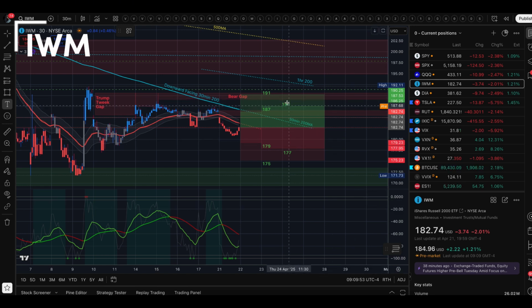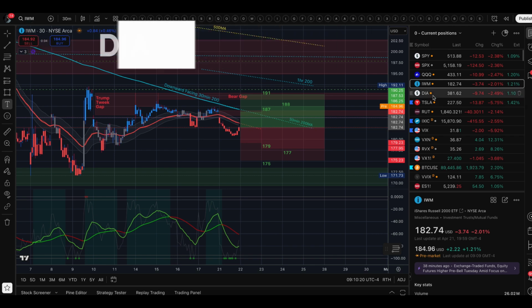So 188, you can see on today's contract, would put me right above that 30-minute 200 moving average with a little bit of room as well. So 188, 189 is up here, just underneath that Trump tweet gap right here.